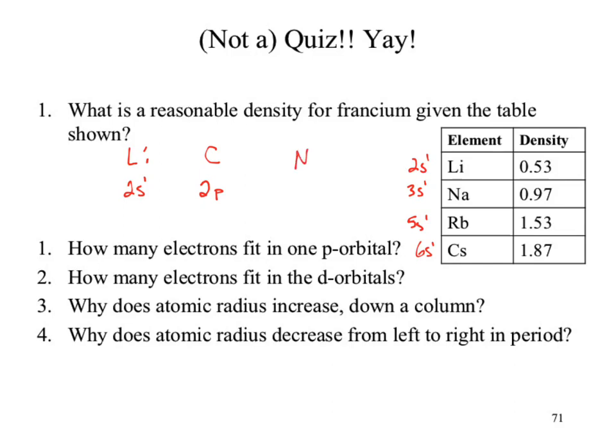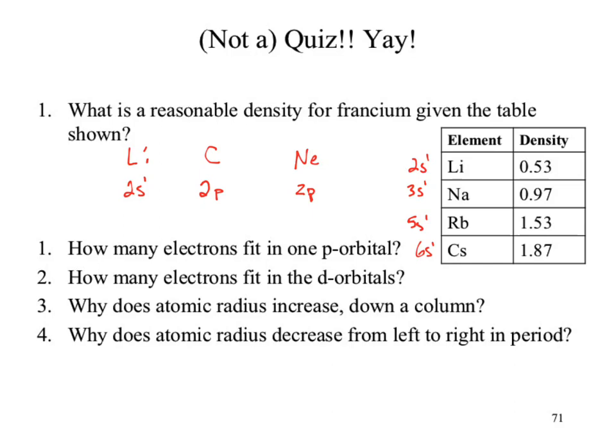Neon. Where's its last electron go? It's 2p. So far, so okay? And again, it's the question that I'm asking. I'm not asking for the entire configuration. I just want to know where the last electron goes. Okay? Why is this important?